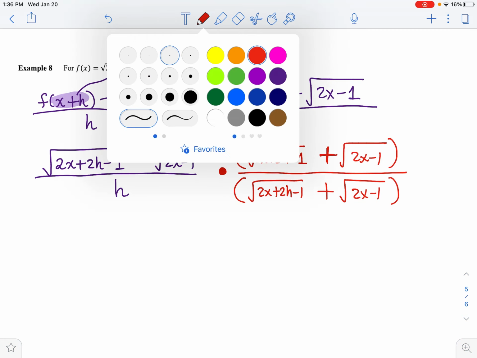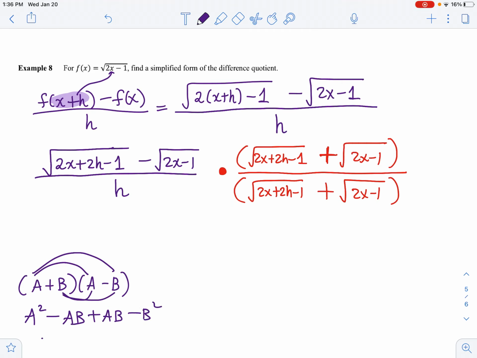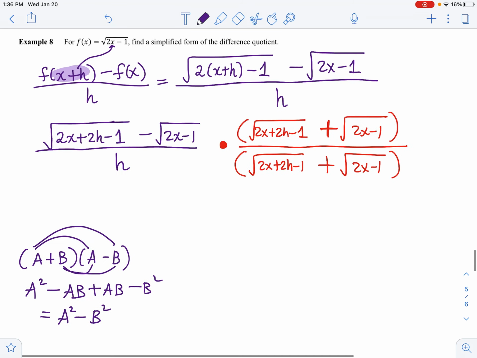Now, why are we doing this? Have you seen this, guys? Take a look. If you have a plus b times a minus b, if you're multiplying that, what will happen? You're going to have a squared. Also, you're going to have minus ab, right? And the next term will be plus ab, plus ba, but we can switch a and b. And lastly, minus b squared. So that will simplify to a squared minus b squared. The middle terms cancel out. That's what we're trying to do.